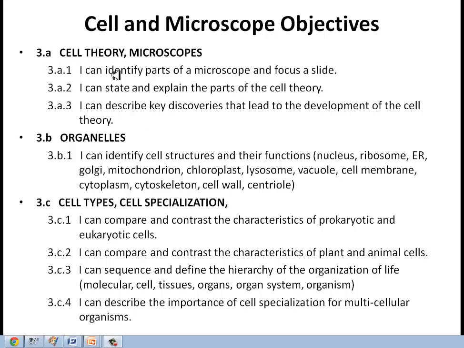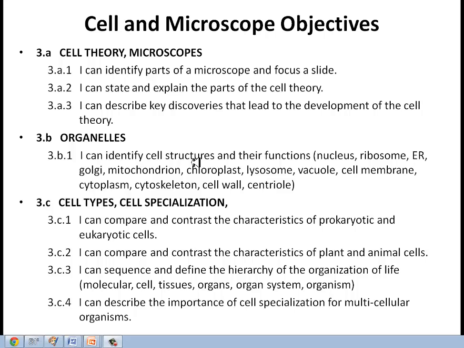Okay, 3A, identify the parts of the microscope and focus a slide. Can state and explain the parts of the cell theory and can describe key discoveries that led to the development of the cell theory. Organelles, you can identify cell structure and functions like nucleus, ribosomes, endoplasmic reticulum, Golgi bodies, mitochondria, chloroplasts, lysosomes, vacuoles, cell membranes, cytoplasm, cytoskeleton, cell wall, and centriole. And cell types, compare and contrast prokaryotic with eukaryotic, compare and contrast plant and animal cells.